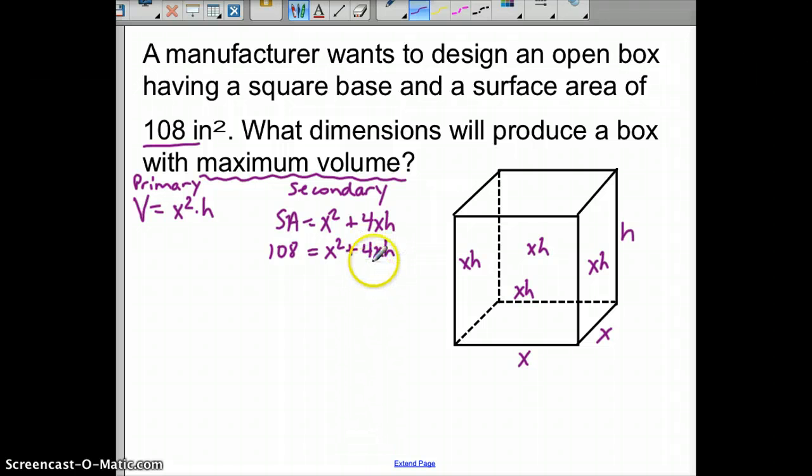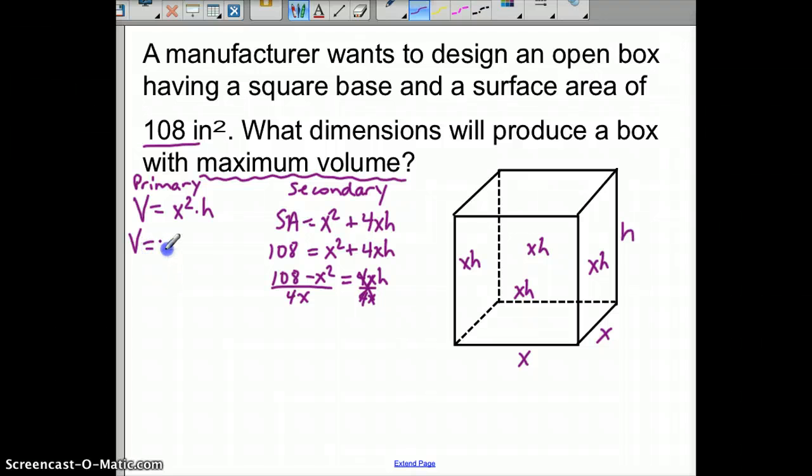I'm going to solve that for h so I can substitute it into my primary equation. The purpose of your secondary equation is to incorporate the numbers from the problem and to reduce the number of variables in your primary equation. So if I subtract x squared, I'll have 108 minus x squared, and that will equal 4xh. Then I divide by 4x. So then I'll have h equals 108 minus x squared over 4x.